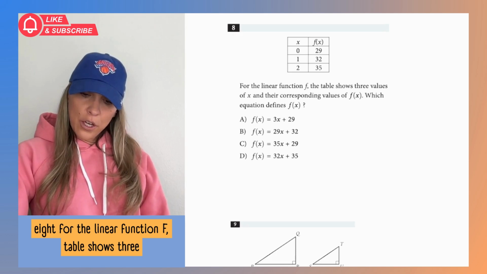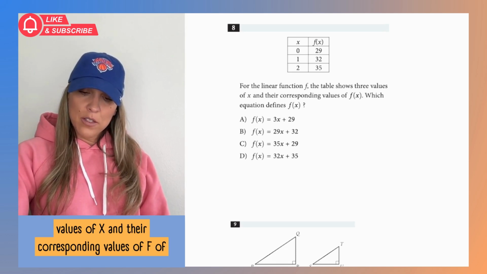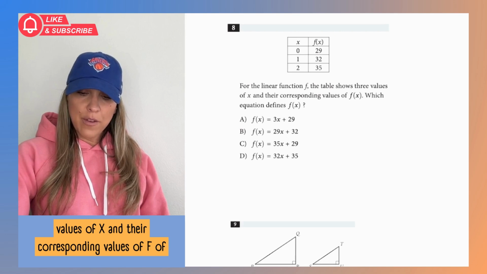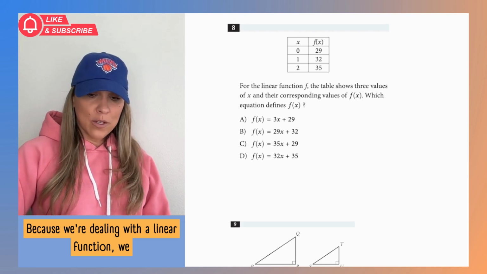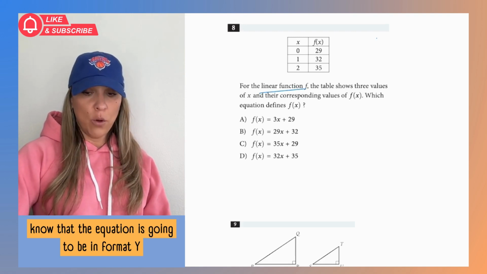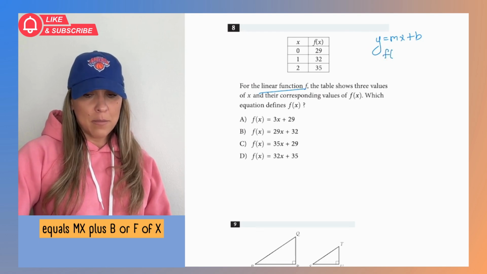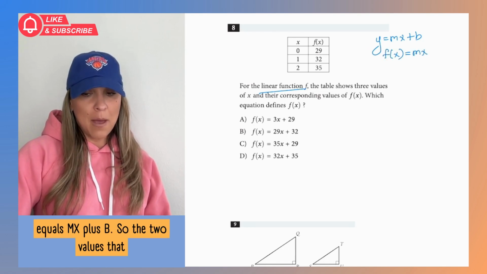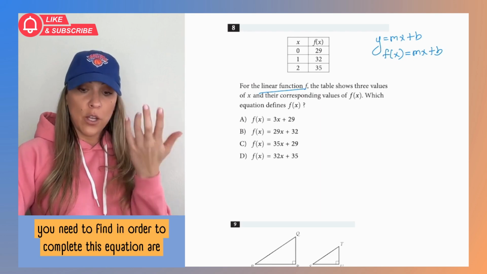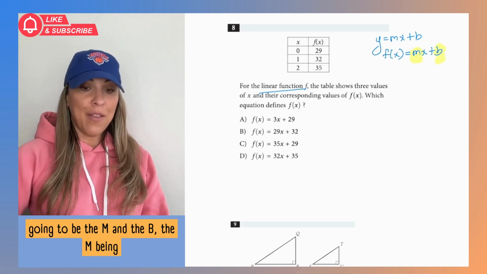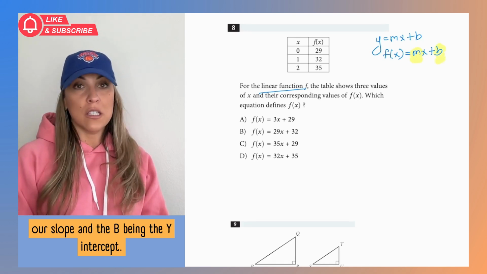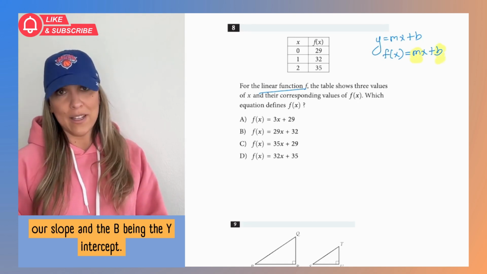Number 8, for the linear function f, the table shows 3 values of x and their corresponding values of f of x. Which equation defines f of x? Because we're dealing with a linear function, we know that the equation is going to be in the format y equals mx plus b, or f of x equals mx plus b. So the 2 values that you need to find in order to complete this equation are the m and the b. The m being our slope and the b being the y-intercept.